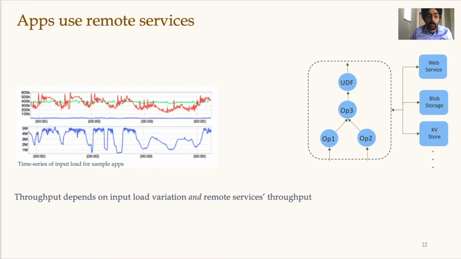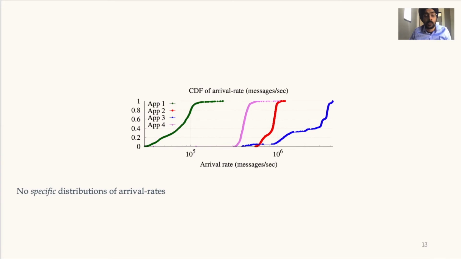Similarly, such applications' throughput also depends on the remote services' throughput in addition to the input load. And input load by itself can also vary with time, and arrival rates therefore don't follow any specific distribution.